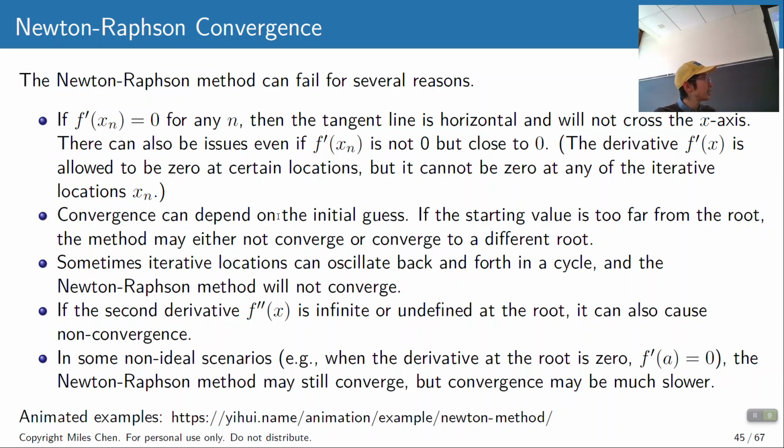Convergence can depend on the initial guess, so if the starting value is too far, you might end up somewhere else, or you might not converge. Sometimes you end up in locations that oscillate back and forth. If your second derivative is infinite or undefined, it can cause non-convergence, and it might converge, but it might converge slower.